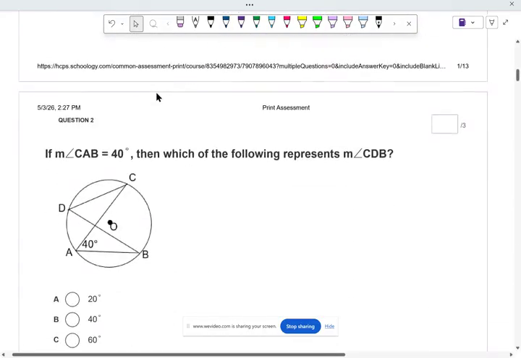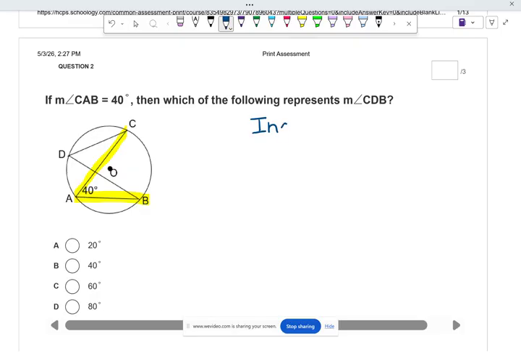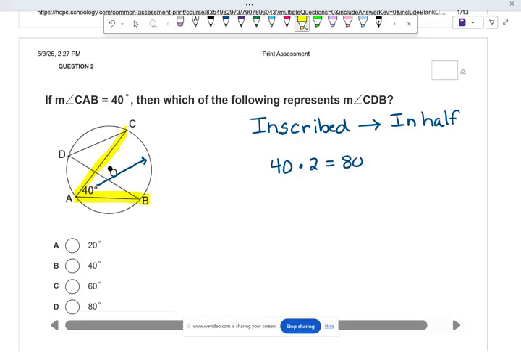All right, question number 2. If the measure of angle CAB is 40, then which of the following represents the measure of angle CDB? All right, so let's outline. From the C to the A to the B is 40. That angle is inscribed. It has been cut in half. To bring it back out to the arc, we multiply by 2. 40 times 2 is 80. So arc CB would be 80 degrees.